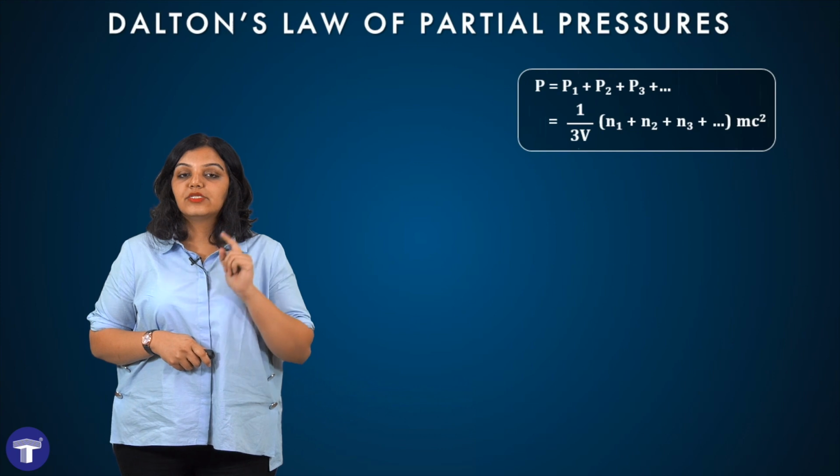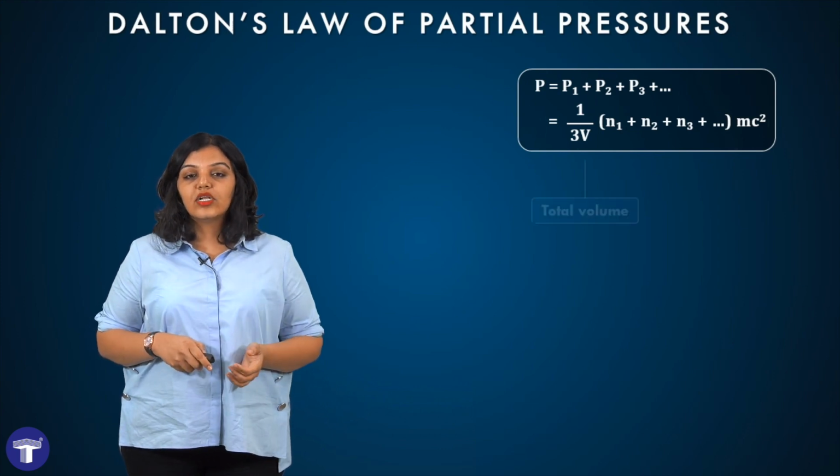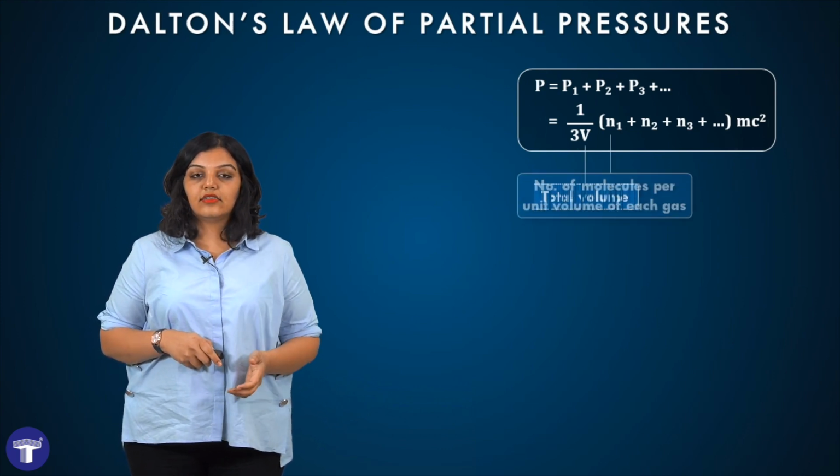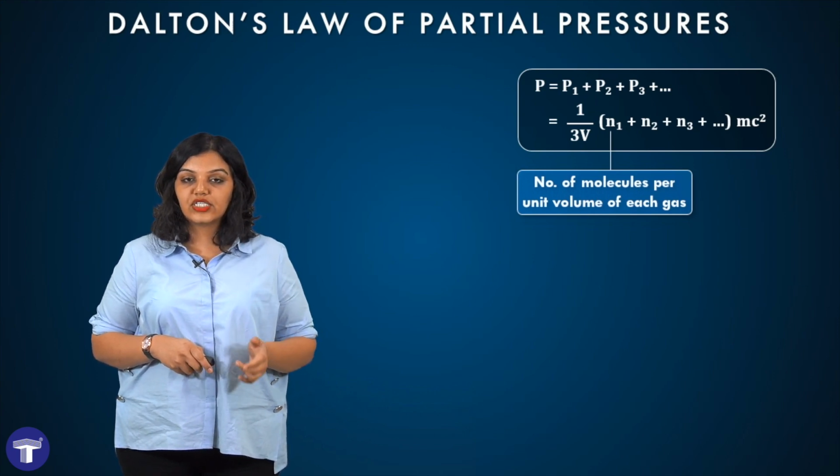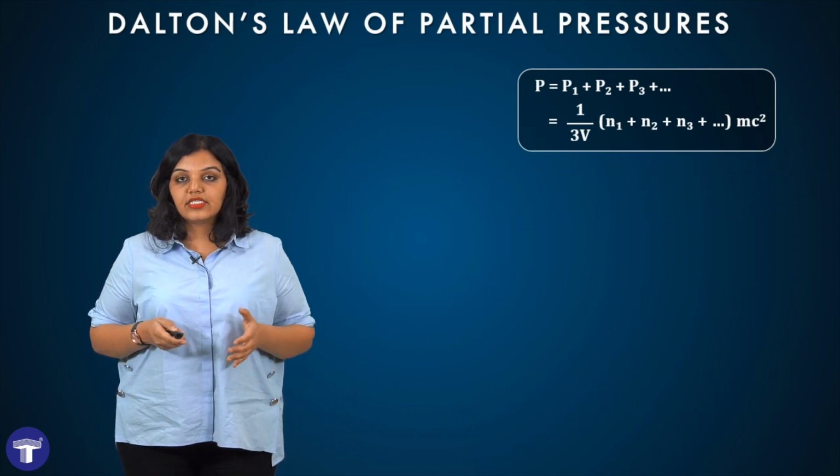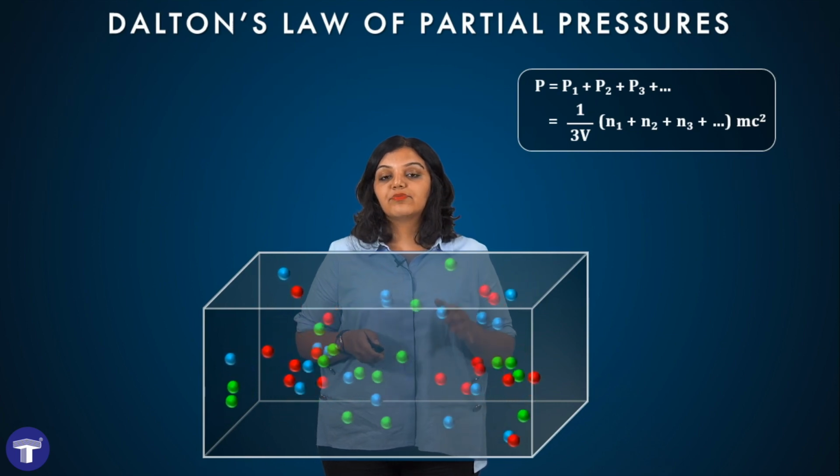Let me show you what this means pictorially. In this case, V is the total volume of the container, N is the number of molecules per unit volume of each gas, and C is the RMS speed. Now let me show you what I mean by this pictorially.